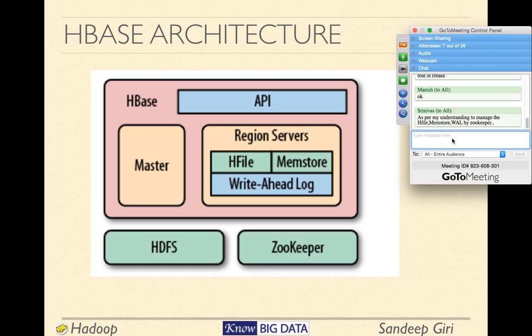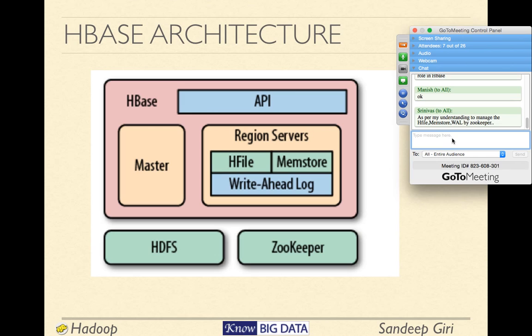So Srinivas' question is, as per my understanding, is it to manage the HFile MemStore? No, the MemStore and write-ahead log are basically the duty of the regions. You will understand ZooKeeper as we go ahead. Say you have 500 region servers, 500 machines running region servers. Which region servers are alive and which are dead? How should this information be given to the master?